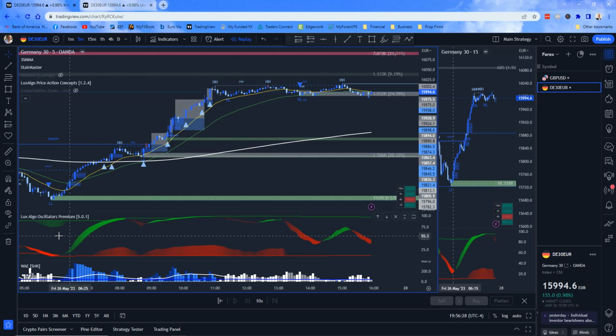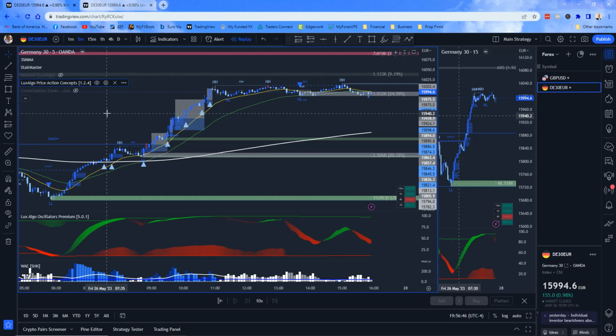Next chart below, or the next window, whatever you call it. And then back to the main window. The other indicator I have on here is by Lux Algo. It's called Price Action Concepts.